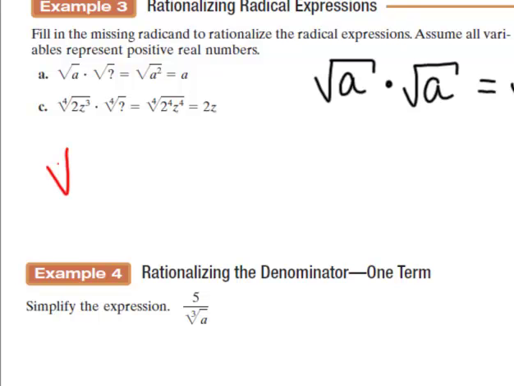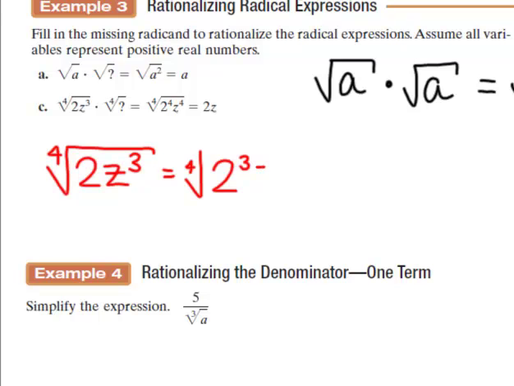We start with the 4th root of 2z cubed. I want to make this something that I can take the 4th root of. So that means I need to have 4 2's and 4 z's. 2's are not even close. I only have 1 of them. So I need to multiply it by 3 more 2's, or 2 times 2 times 2, so we can write it as 2 cubed. And then we only need 1 more z, so z to the first power, or just z.